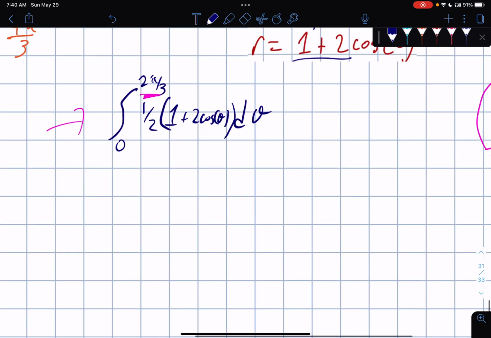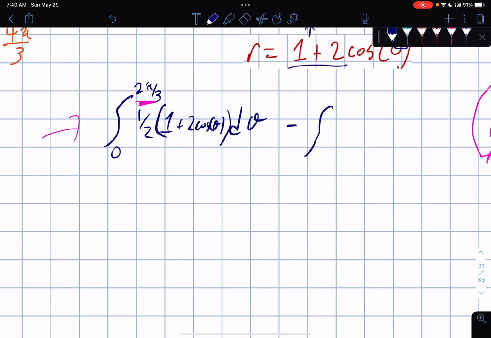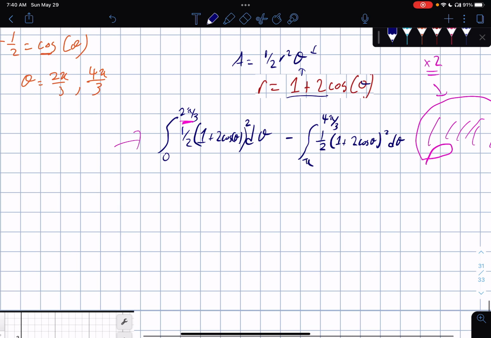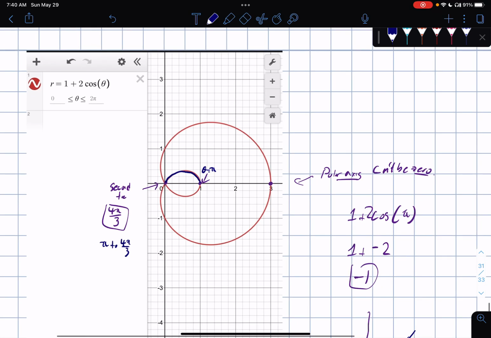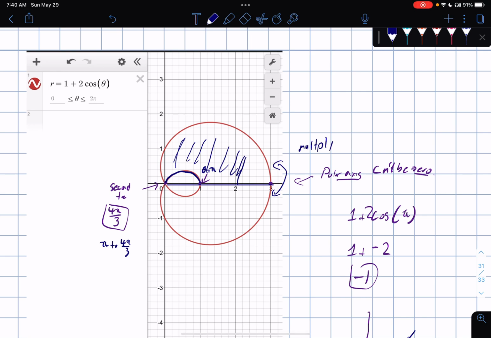So minus the integral from pi to 4 pi over 3 of the same thing, 1/2, I forgot a squared here, 1 plus 2 cosine theta squared d theta. But right now, we're only calculating this part, the top part only. And we want to calculate both. To do that, we need to multiply by 2.